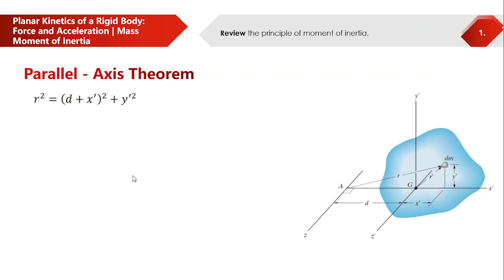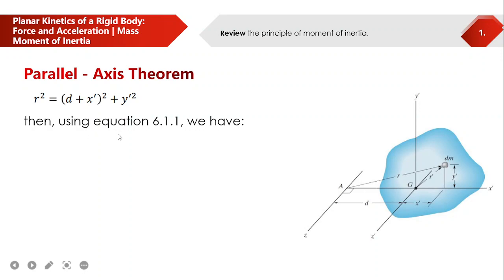Using the Pythagorean theorem, r squared is equal to the distance of the x, so that will be d plus x prime. So d plus x prime, that's the whole base of our triangle. So that will be d plus x prime squared plus the height of the differential mass from our x prime axis, which will be y prime squared.